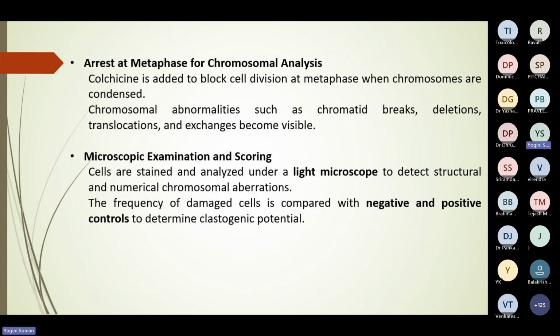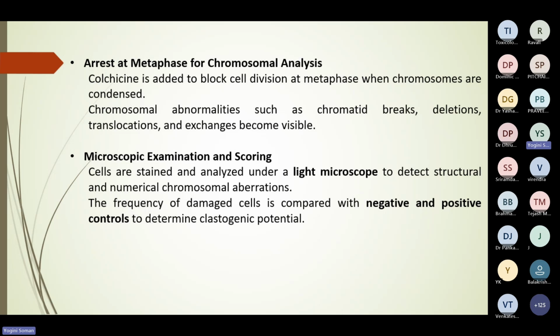to arrest the metaphases, colchicine is added to block the cell division, and when the chromosomes are condensed, you can see the chromosomal abnormalities such as chromatid breaks, deletions, gaps, or acentric fragments, etc., using a microscopic method. You should stain the sample, then you can analyze the sample in the light microscope to detect the structural as well as the numerical aberrations like polyploidy, etc.